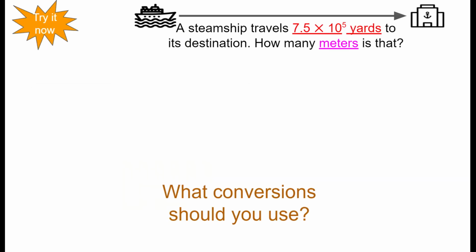All right, so let's do a problem yourself. Imagine a steamship that travels 7.5 times 10 to the 5th yards. That's in scientific notation, but that's really just 75 and 4 more zeros. So 750,000 yards, essentially. How many meters is that?